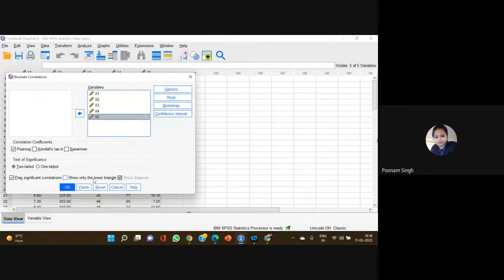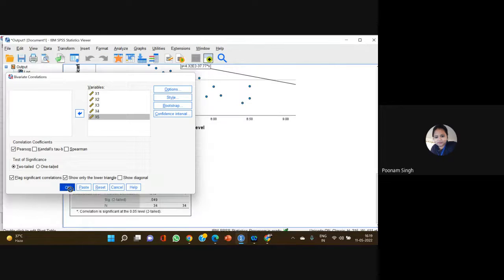Here it is showing the option to show only lower triangle or show diagonal, because it shows all the possible pairs. So you can click on show only lower triangle, or if you want to click on show diagonal, then it is okay. Otherwise you can put it off, because in the diagonal it will show only the value 1, because the correlation between x1 and x1 will always be 1. Now we will click OK.